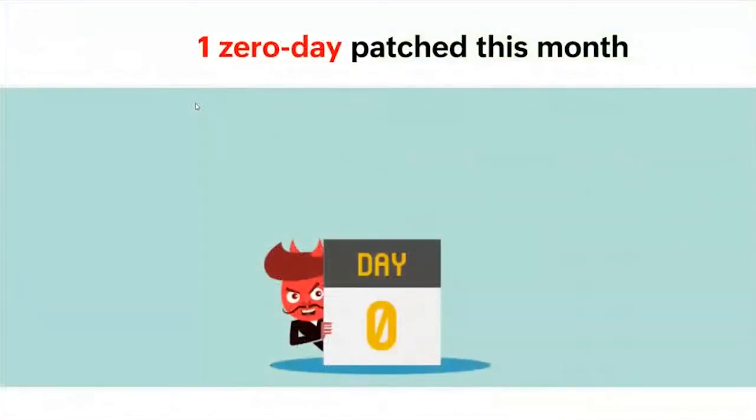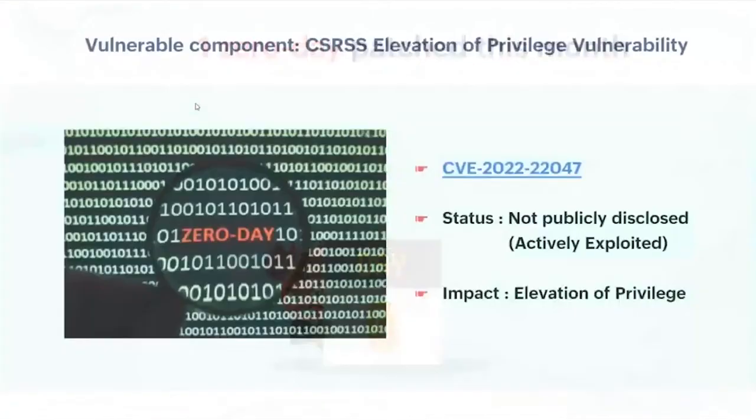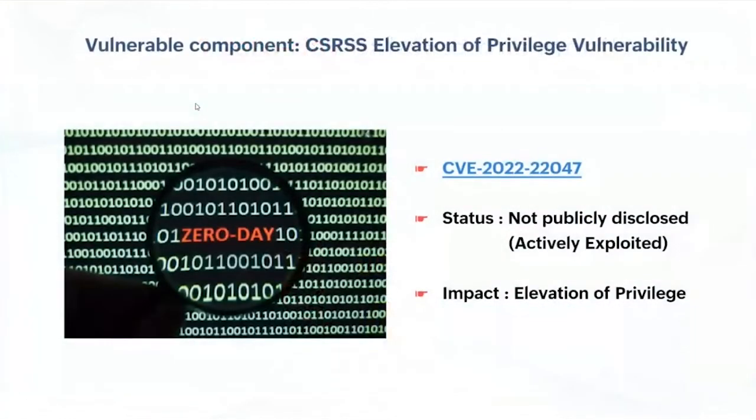Now, let's talk about the 0 day that has been patched this month. Only one 0 day, luckily for all of us. The 0 day has been found in CSRSS, or Client Server Runtime Subsystem. This is an elevation of privilege vulnerability and has been tracked by CVE-2022-22047. To note, this is not yet publicly disclosed, but the vulnerability is being actively exploited.